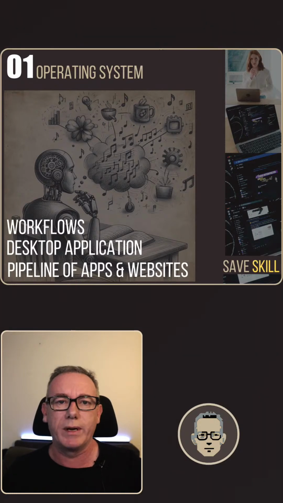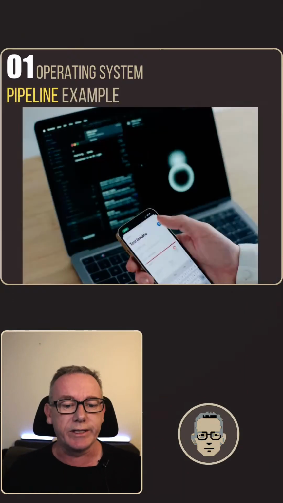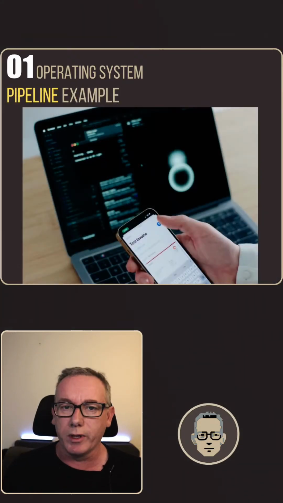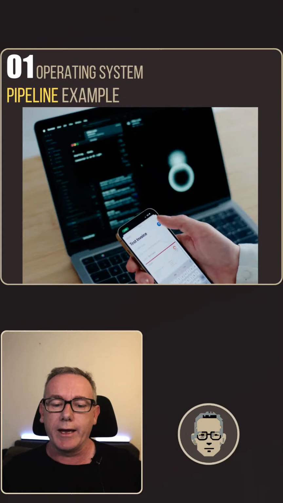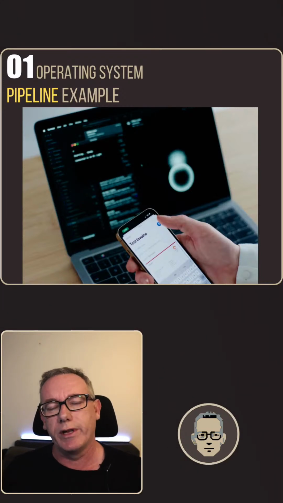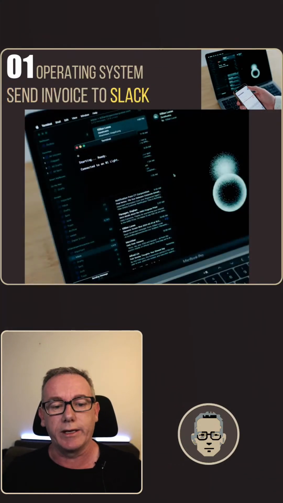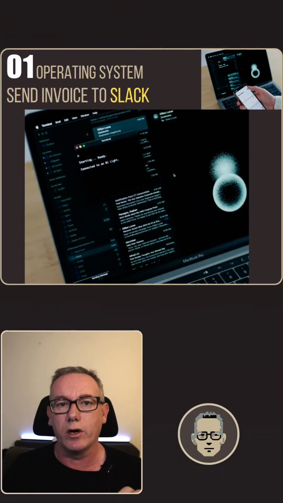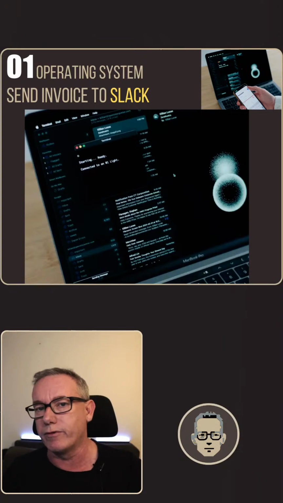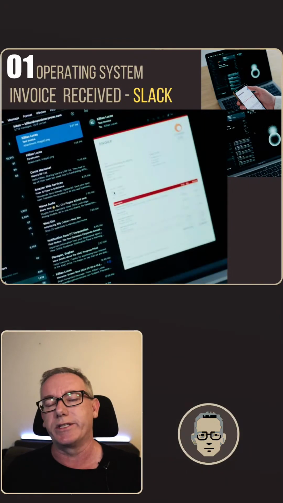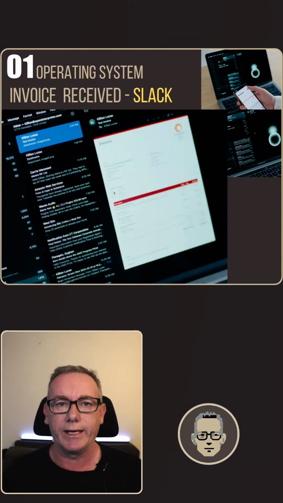Later on, they talk about workflows using desktop applications and mainly a pipeline of apps and websites, so running multiple things in a sequence. The example they give here is the pipeline example. They've got an invoice on their mobile phone, and they decide they want to send it to Slack. It starts connecting with Slack on the home computer. They were running it from out in the field, and basically the invoice ends up in Slack.